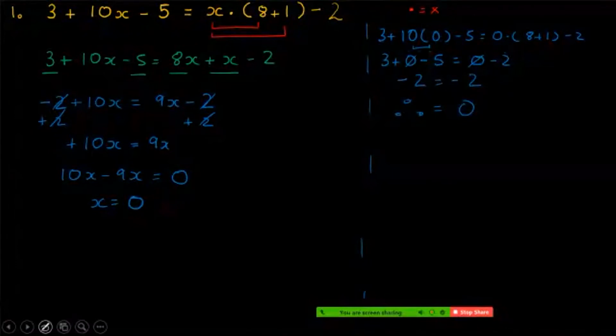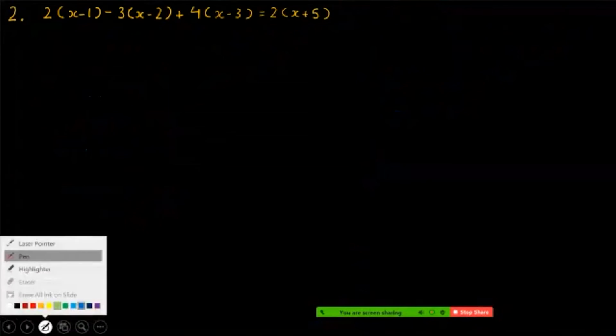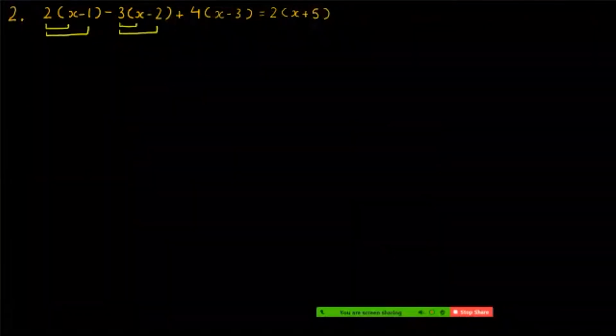So let's move on to our next question. This one, we use the distributive law a lot because there are lots of brackets. So let's draw up our lines here. We have 2 times x and 2 times minus 1, minus 3 times x and minus 3 times minus 2, 4 times x and 4 times minus 3, and then 2 times x and 2 times 5.